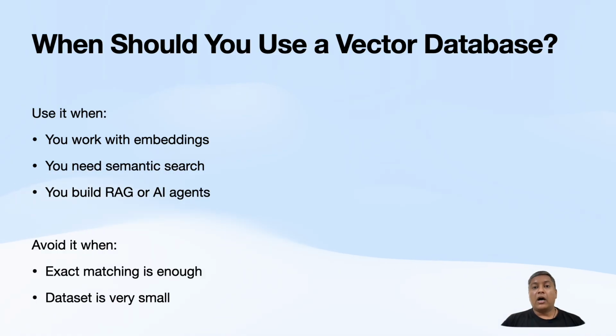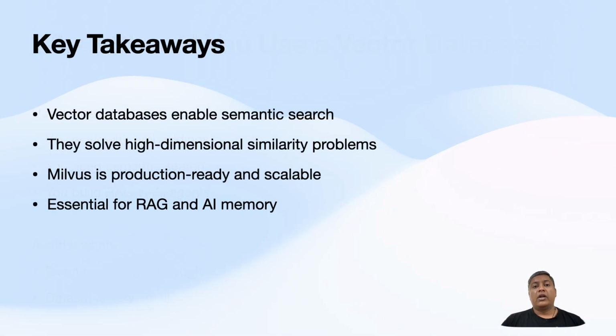Vector databases are powerful, but they are not always necessary. If your problem is simple and exact matching works, a traditional database is often enough. Use vector databases when meaning, similarity, and scale really matter. To summarize, vector databases are a foundational building block for modern AI systems. They make semantic search possible at scale and act as a long-term memory for AI applications. If you are building RAG systems, AI agents, or intelligent search, vector databases are hard to avoid.